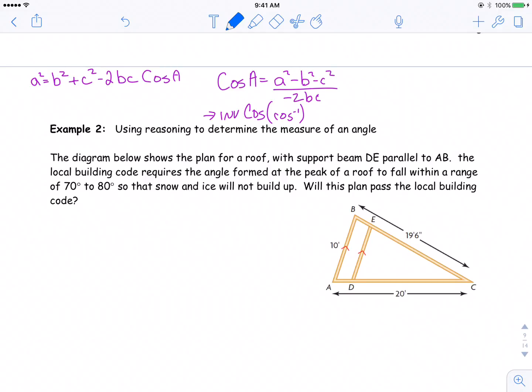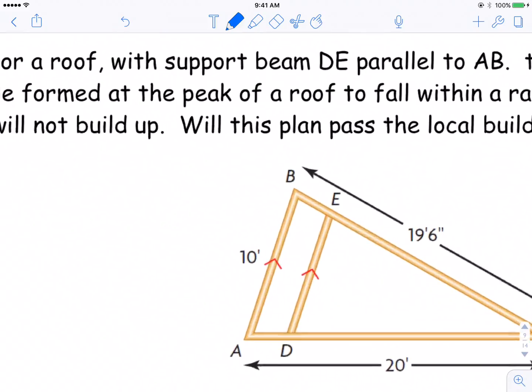So here we are, example 2, section 3.3, looking at cosine law. The diagram below shows the plan for a roof with support beam DE parallel to AB. The local building code requires that the angle formed at the peak of a roof fall within a range of 70 to 80 degrees so that snow and ice will not build up. Will this plan pass local building code?